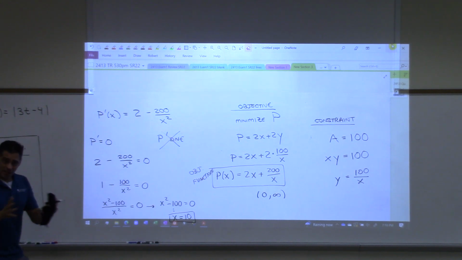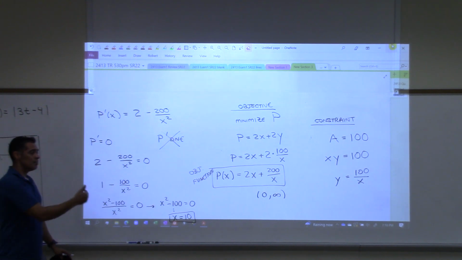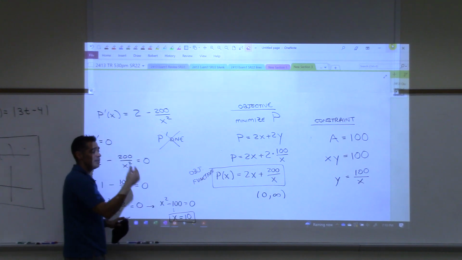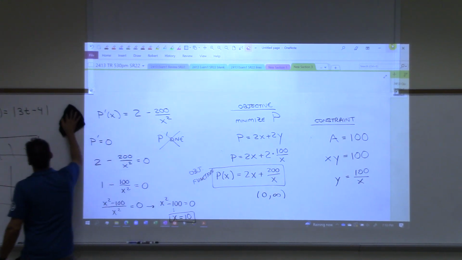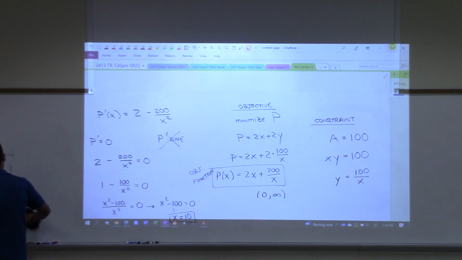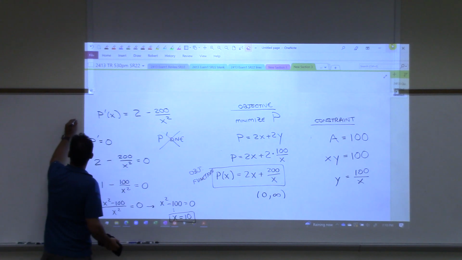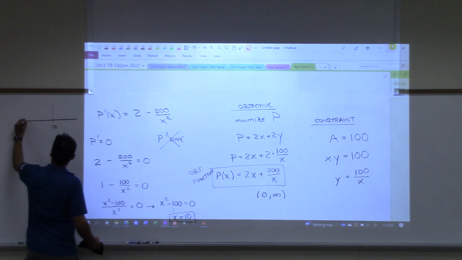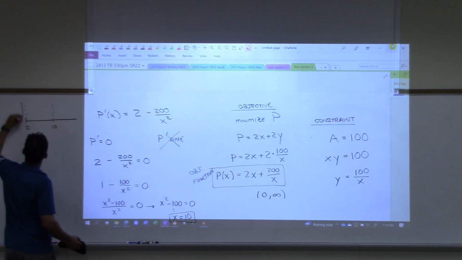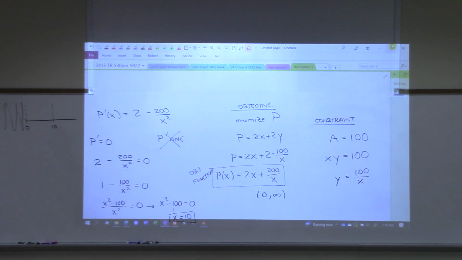We're doing the open interval method, so we're going to get critical numbers, draw a number line, and pick test points. Those are going to go into the derivative. All right? So let me draw a quick little number line. Here's 10. And I'm going to put 0 here, and remember there's nothing over here, right?